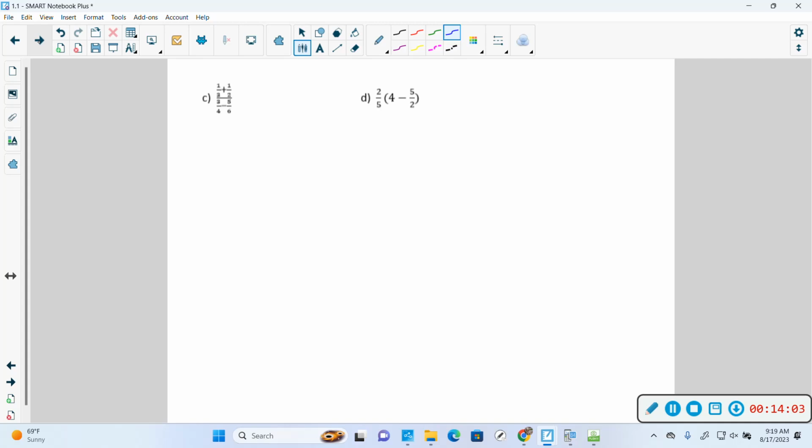All 4 fractions I'm going to make the same denominator on. I think it's going to make our life easy. So I'm looking at 3, 2, 4, and 6. Let's turn everything into 12ths. I'm going to start up here.